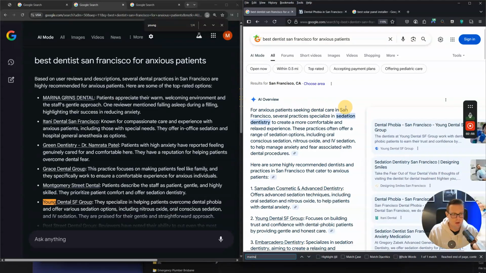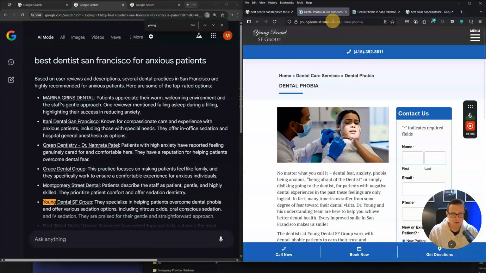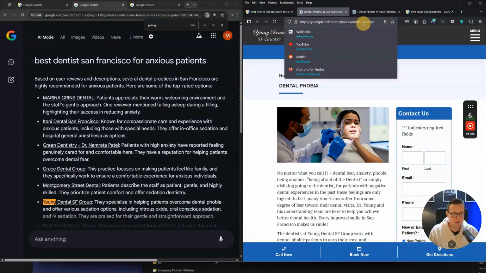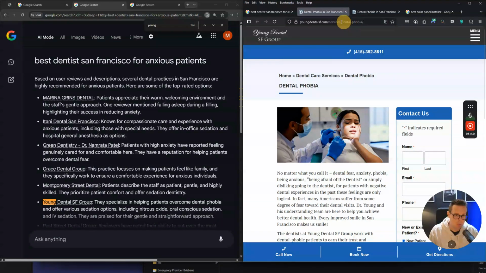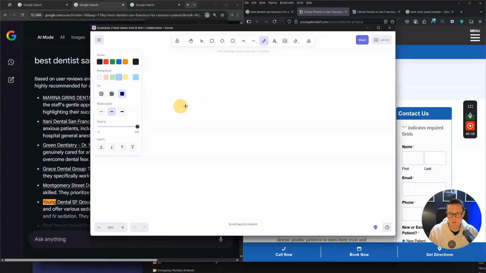So let's have a look then why Young SF is doing so well. They are appearing in both pages. So they have a service page, easy to understand URL structure. The URL is dental phobia, which could be part of the fan out technique. So real quick, the fan out technique is where Google takes your main keyword, let's say dental anxiety, let's call this DA, and turns it into other variations, such as potentially dental phobia, could be also about general phobia.